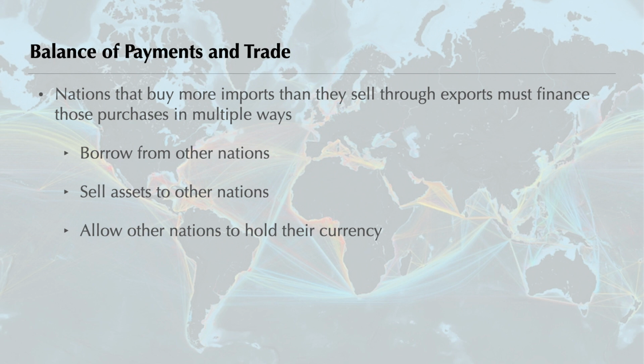Nations conduct business in much the same way. For example, the United States buys more than it sells to other nations during certain years, and sells more to other nations than it buys in others. The nations that buy more than they sell must finance those purchases either by borrowing from or selling assets to other nations, or by allowing other nations to hold their currency.